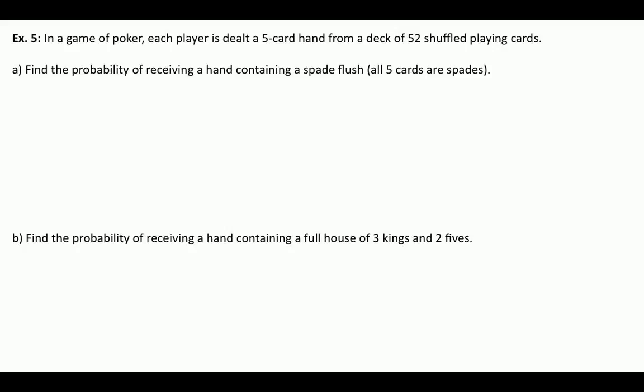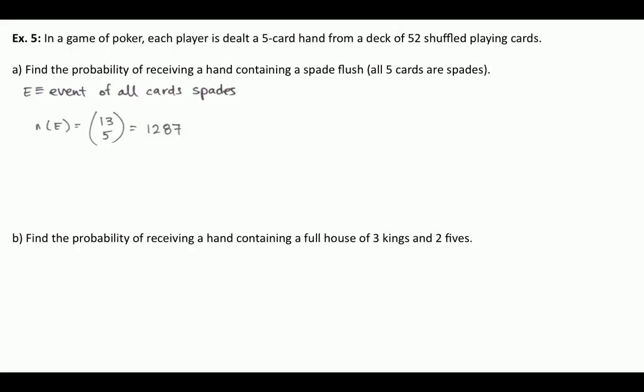Once it's in my hand, I don't care what order it is. I'm going to reshuffle it and organize it how I want. So we know we're definitely dealing with combinations. Let's find the probability of receiving a hand that contains a spade flush, a hand of all 5 cards being spades. So E is the event of all cards being spades.